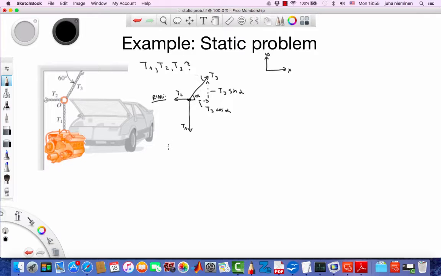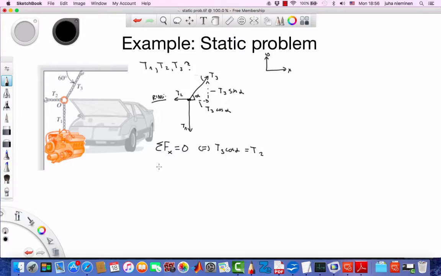And now here comes Newton's first law, which says the sum of all forces in both directions has to be zero because the system is not accelerating. So let's look at the x direction first. In that direction, the forces must be zero. So what do we have? In x direction, we have positive force T3 times cosine alpha, the same as T2.